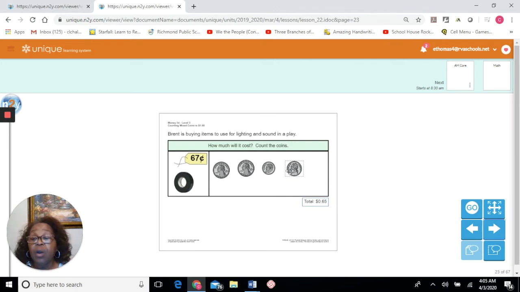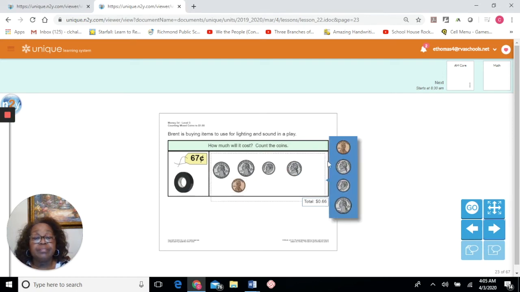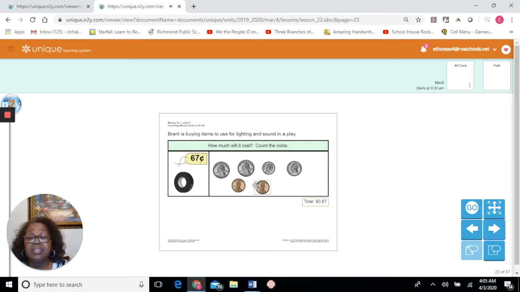65. Now we're able to count on using pennies. 65, 66, 67. 67 cents. Let's count it out. 25, 50, 60, 65, 66, 67. 67 cents. Excellent. I'm very proud of you.